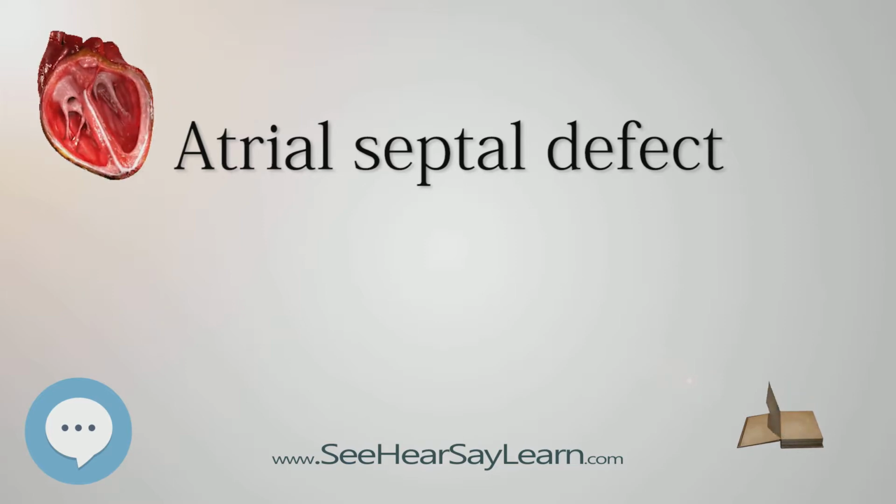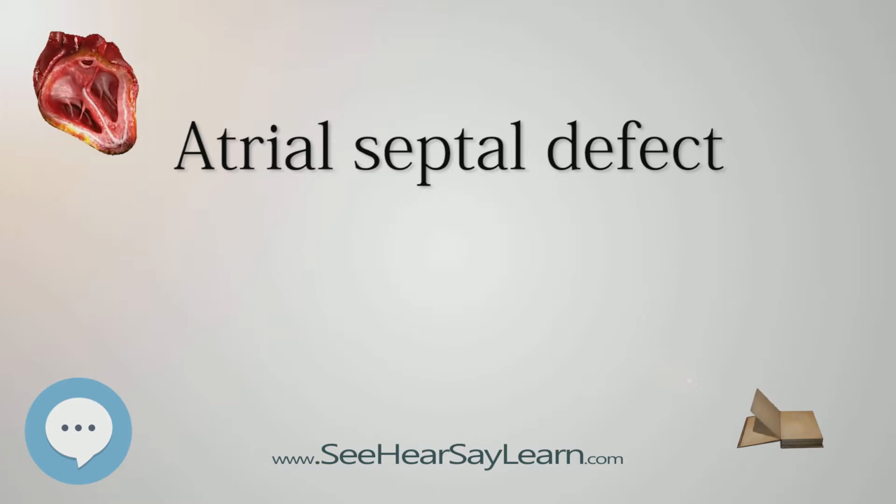Once right-to-left shunting occurs, a portion of the oxygen-poor blood gets shunted to the left side of the heart and ejected to the peripheral vascular system. This causes signs of cyanosis.